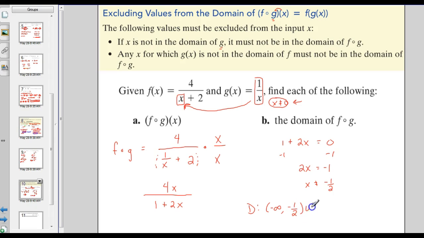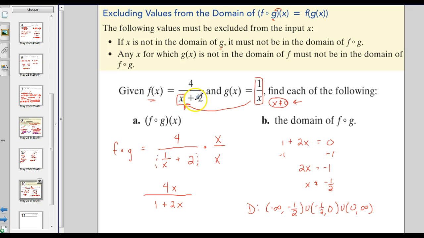And then union the smaller restriction to the bigger restriction, which is 0. Union 0 to infinity. Okay, so you have to include the original restriction of g. You have to include any new restrictions that come up from the composition and simplifying. But now notice, f of negative 2 doesn't work here.